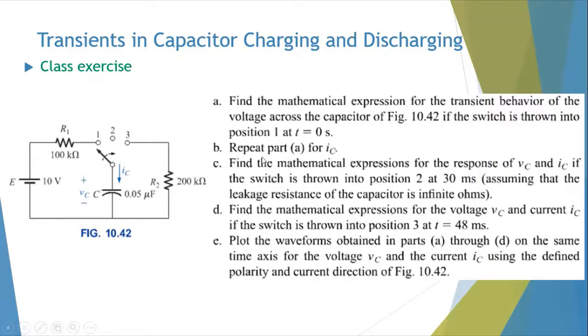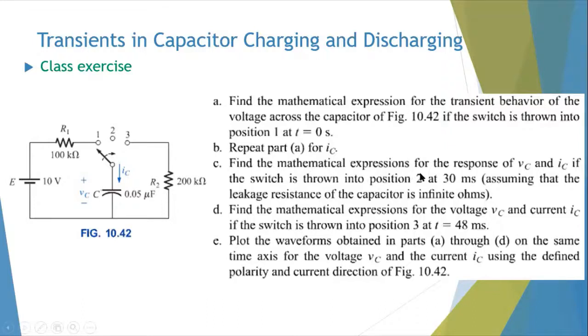Now we're saying repeat part A for IC. So you get also one expression for IC. The maximum current you get in that case, we say you short circuit your capacitor. So maximum current will be 10 over 100K. So you get your maximum current, and then it's e power minus t over tau, which is your charging current.